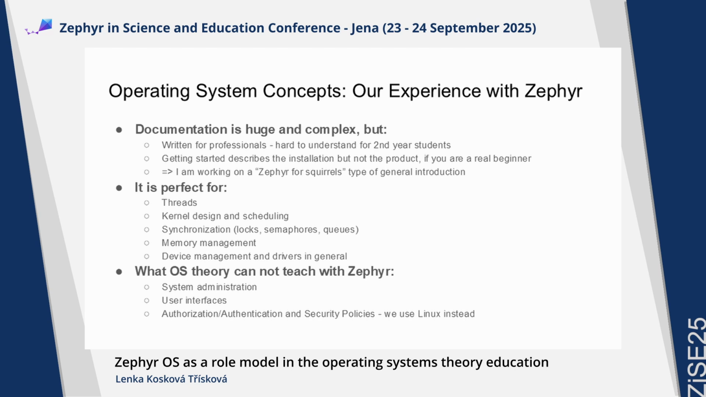So I found out that we need some kind of document, my working title is Zephyr for Squirrels. It is for someone who knows nearly nothing from operating system theory because they are just starting and need to get the big picture. How does it all work together? Because actually the getting started guide is not getting started, it's about getting it installed, not getting started.